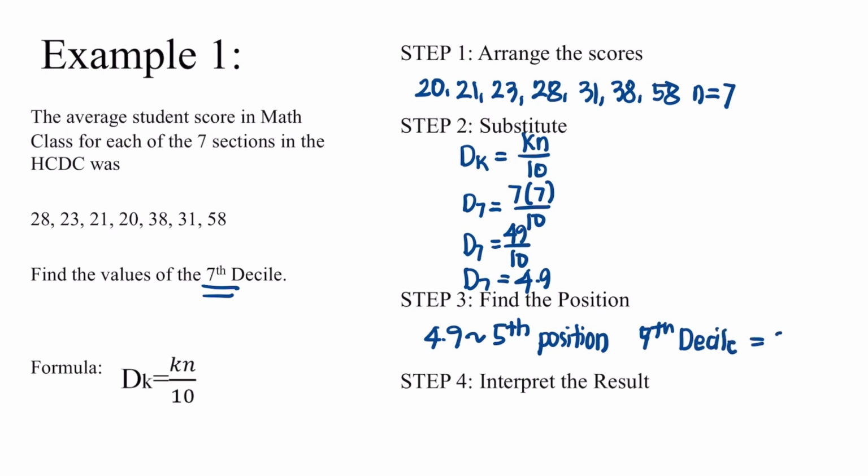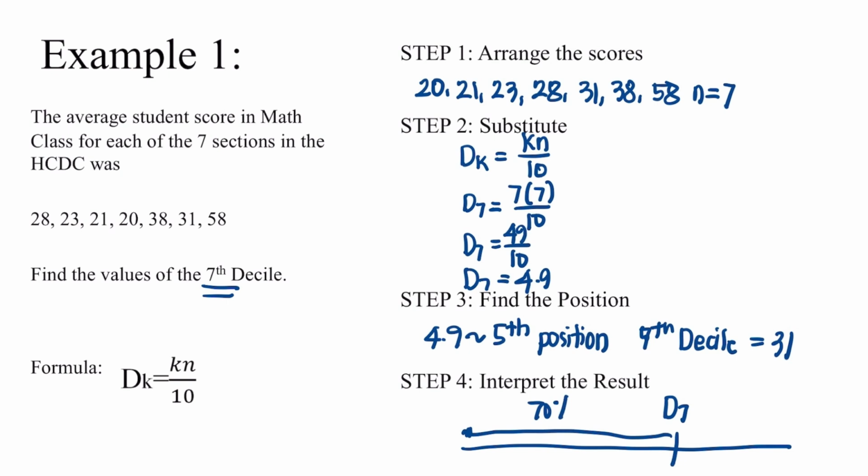In that case, if we have a line and decile 7 is somewhere here, then we divide the class into parts. This one is the lower 70% of the class, and the remaining is the upper 30% of the class to make it 100. Therefore, if your score is greater than 31, then you belong to the upper 30% of the class. But if your score is equal to or less than 31, then you belong to the lower 70% of the class.